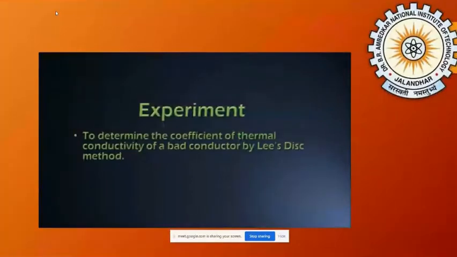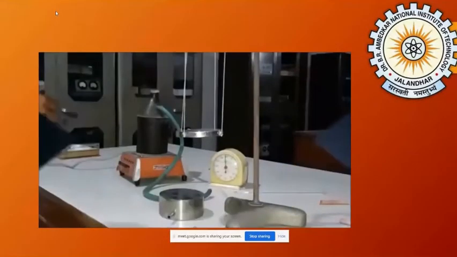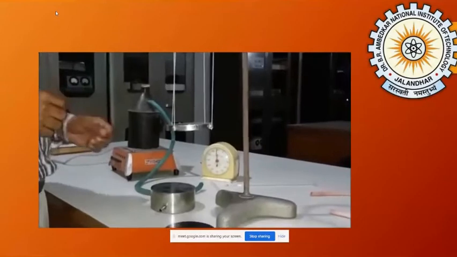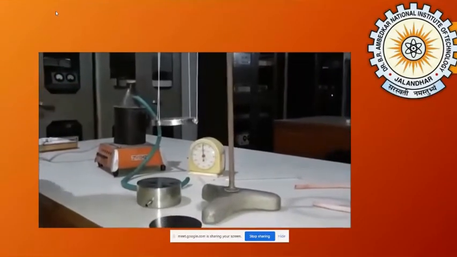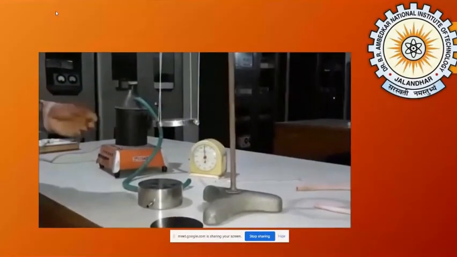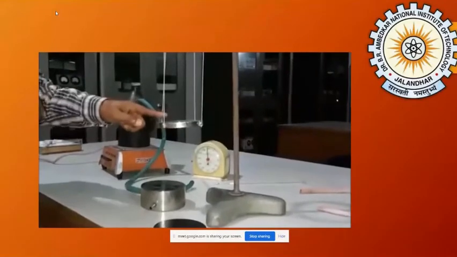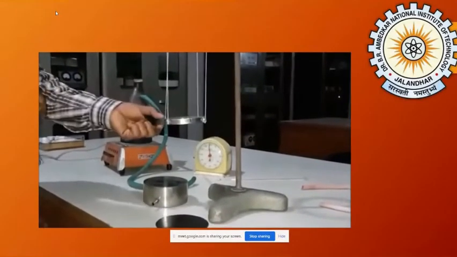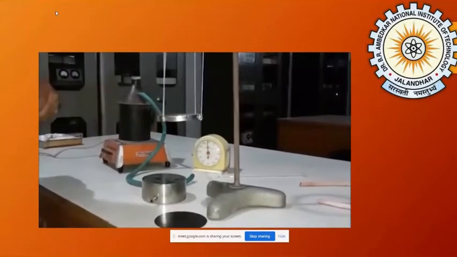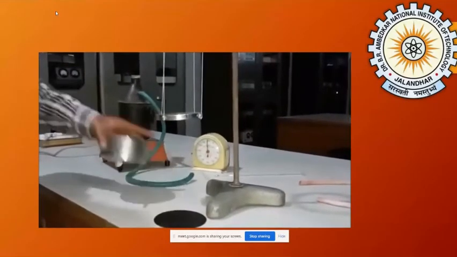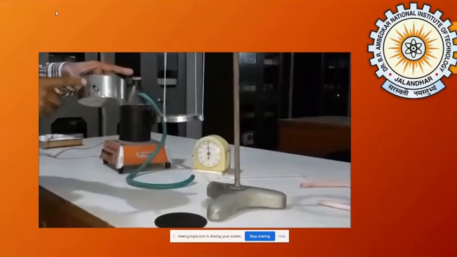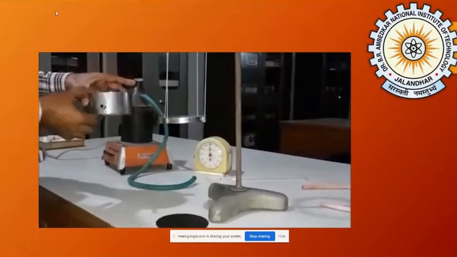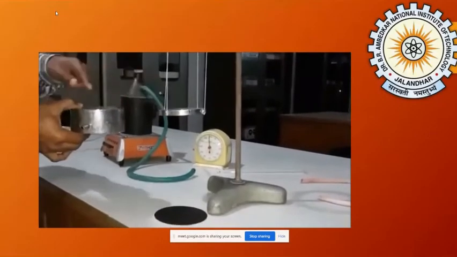From here, my group member Gayatri will explain further. Yes, thank you, Aditya. Now we'll discuss this experiment through a video. Let's get acquainted with the apparatus. This is Lee's disc, which is a solid disc made of metal. This is a hollow cylinder which is made of the same material as Lee's disc. Both of these are coated with nickel so that their emissivity remains the same.